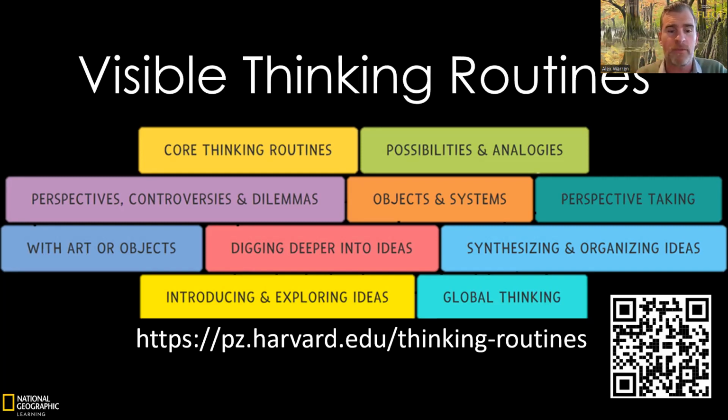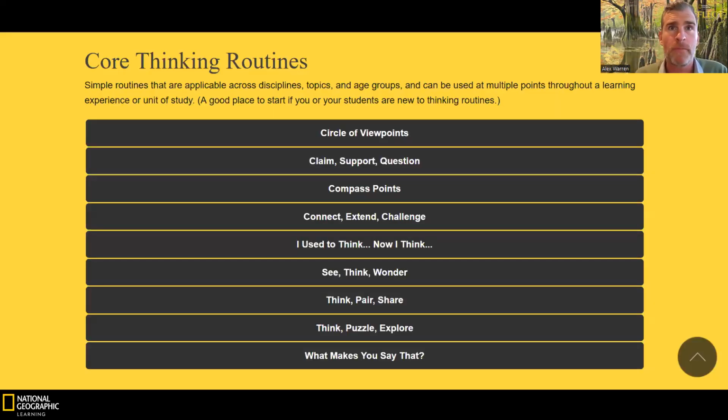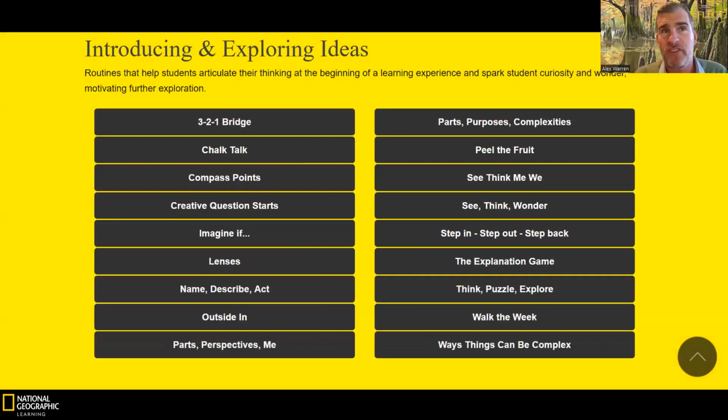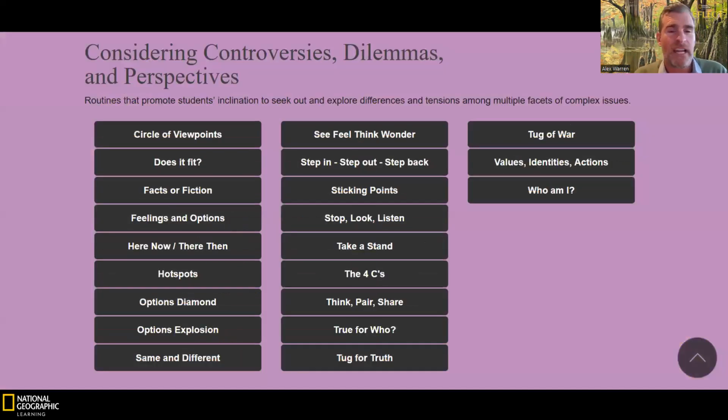Now, I'm not going to go into them in too much detail now because we're going to look at some later on, but just give you an idea here of some of the titles. And you might see the names and think, oh, I know this. I've been doing this for a long time, but maybe you didn't make that connection to it being a visible thinking routine per se. So there we've got the core thinking routines. We've got introducing and exploring ideas. Thank you, Simonette. Those are two good ones you've mentioned there. Perspectives, dilemmas, and controversies as well. But like I said, we're going to look at some of these later on.